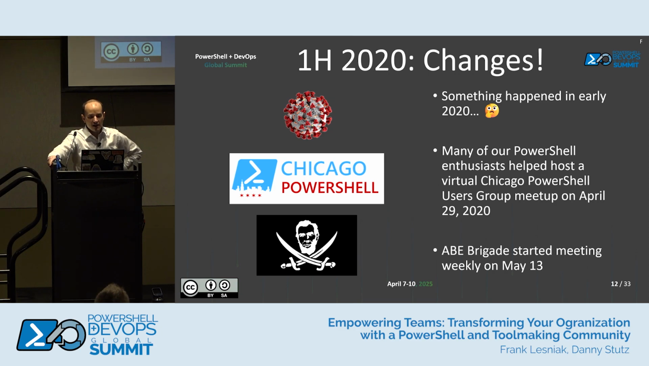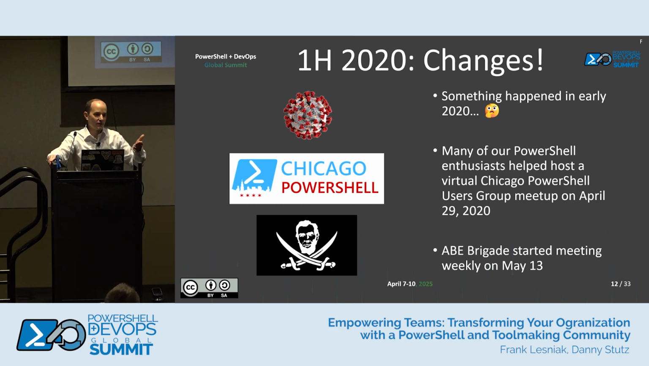So that was interesting. And around the same time, the Chicago PowerShell user group was active, and we held our first virtual event in late April. This gave us some experience with doing a virtual meetup style group. That was good. And we realized, okay, we're meeting when we can for ABE Brigade and making progress on this tool, but monthly or so was not enough time.